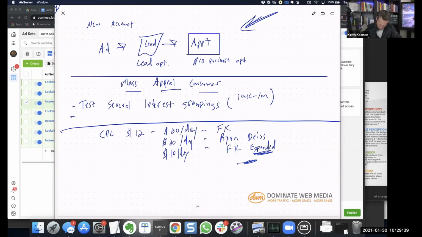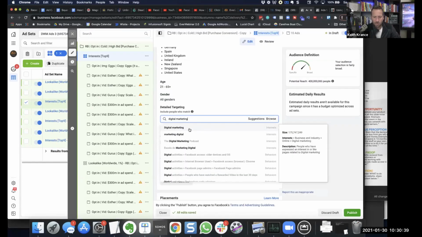Okay. So back to this one here, you could do interest groupings, and then you can also test some larger, more topic-based or behavior audiences, right? So if I go back to here, digital marketing, this is an interest, but it's a real broad appeal, 175 million. See that? 175 million there.